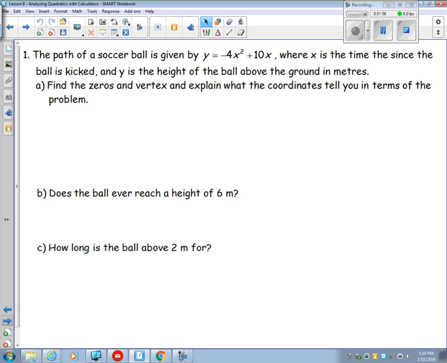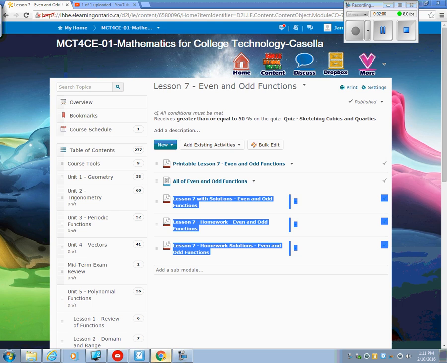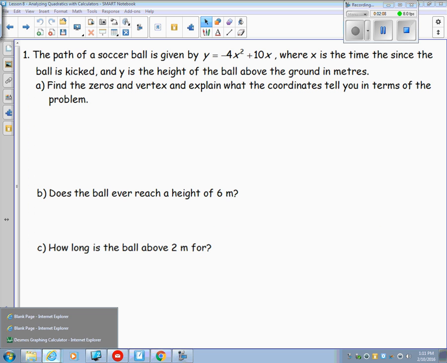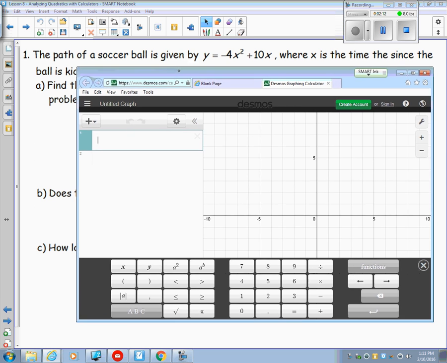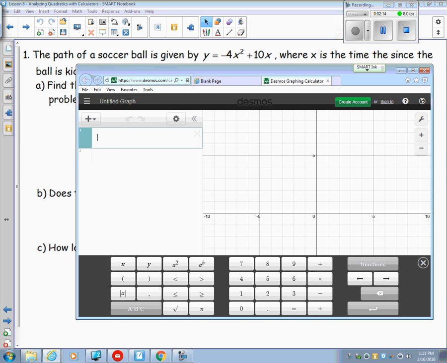So we've got a soccer ball. Its path is given by this equation where x is the time since the ball is kicked and y is the height of the ball above the ground in meters. So I want to put this into my graphing calculator here. Sorry, I'll open this one. Okay, and the way I'm going to do this, I'm going to enter all the information that they're giving us into this equation here on the left-hand side. At the bottom, you get sort of a keyboard, and we're just going to use the keyboard to type things in. We don't have to use our own keyboards.